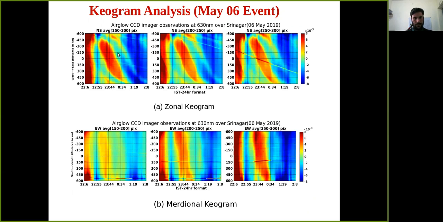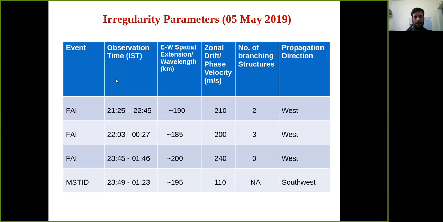We can see that these irregularity structures, or plasma depletion structures, are moving westward, while this is the meridional keogram, which shows the north-south components of the motion. But we see that these are parallel to the time axis over here, and as such, there is no southward or northward component. It is nearly zero. So we can conclude from these keograms that these are moving towards west. And from the slope of this line, we can calculate the zonal drift velocity of the irregularity features.